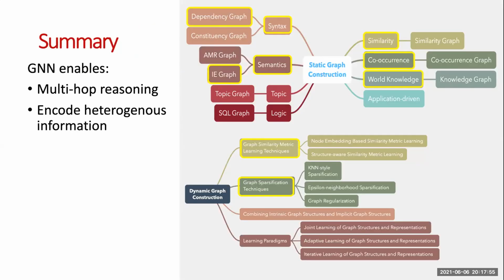Finally, as we just discussed, for machine reading comprehension, the graph neural network enables multi-hop reasoning, and it also enables us to encode heterogeneous information from different sources or different granularity. So I need to end.